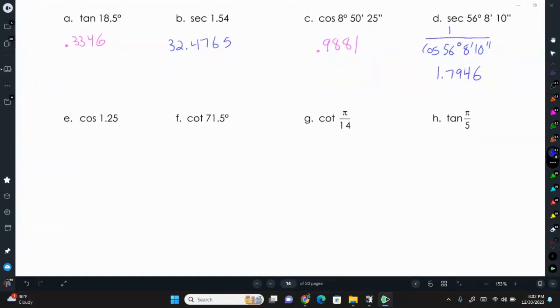All right, so I want you to try letters E, F, G, and H. So go ahead, pause the video, try those. Remember, G and H are in radians, they're just in pi radians, so you're going to type that part into your calculator. All right, so those are the answers that you should have gotten when you typed those into your calculator.